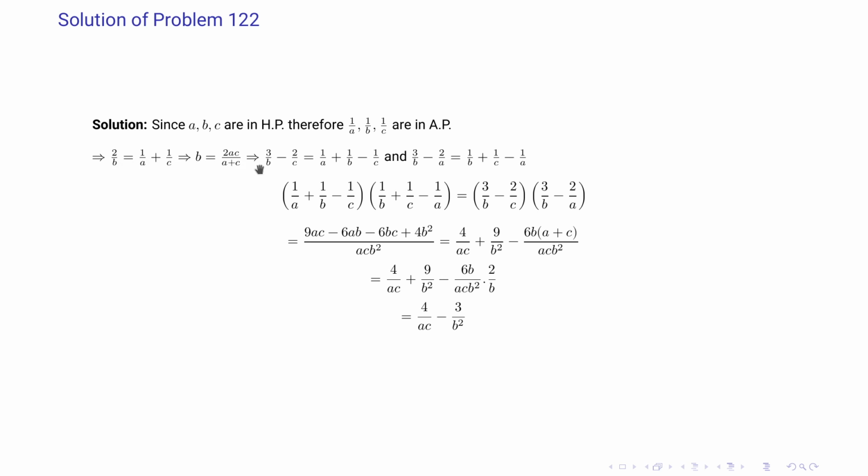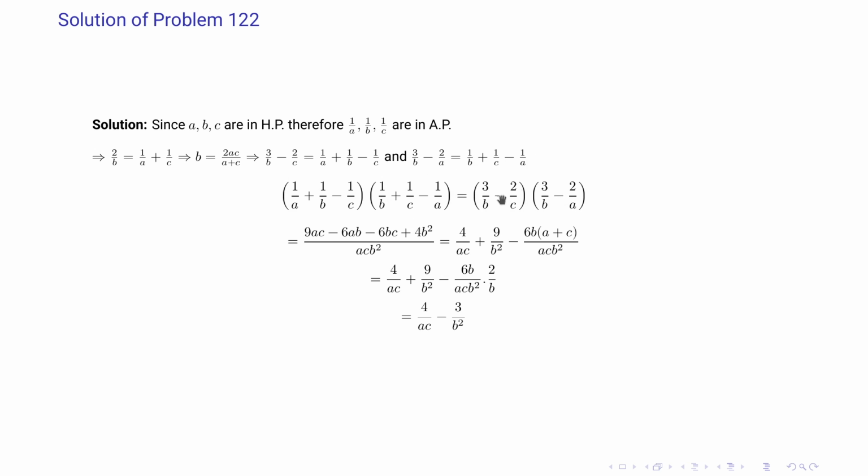Now this implies that 3 by B minus 2 by C is equal to 1 by A plus 1 by B minus 1 by C. So we take this and we subtract 2 by C on both sides and we add 1 by B. So we arrive at this result. Similarly, 3 by B minus 2 by A is equal to 1 by B plus 1 by C minus 1 by A. So what we are expected to solve for can be written as 3 by B minus 2 by C into 3 by B minus 2 by A.